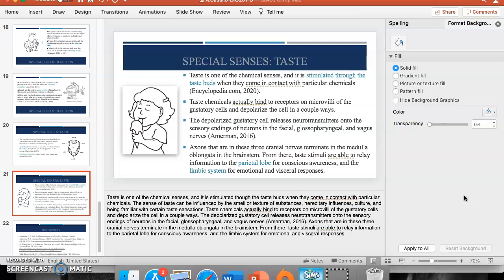Taste chemicals bind to the receptors on the microvilli of gustatory cells and depolarize the cell in a couple of ways. The depolarized gustatory cell releases neurotransmitters onto the sensory endings of neurons in the facial, glossopharyngeal, and vagus nerves. Axons in these 3 cranial nerves terminate in the medulla oblongata of the brainstem, and from there, taste stimuli are relayed to the parietal lobe for conscious awareness and the limbic system for emotional and visceral responses.